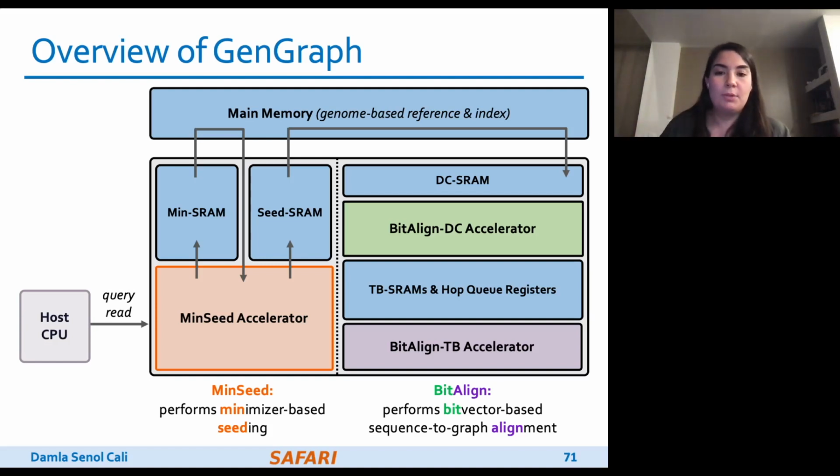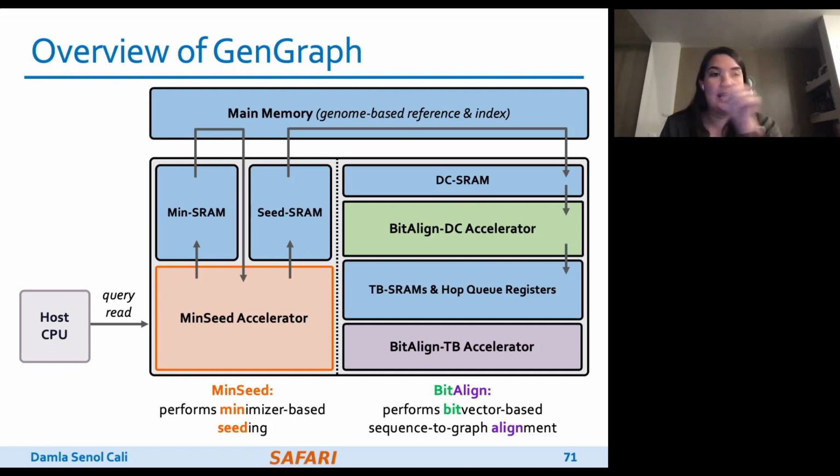And in BetaLine, similar to GenASM-DC, we have DC SRAM, which stores this subgraph that we will perform the alignment with, along with the query read. And then we perform the modified DC operation, which I call BetaLine DC. And then, again, the generated bit vectors are written to TB SRAMs. And here, what is different is we also have hop queue registers in order to correspond to the hops that we have as part of our graph.